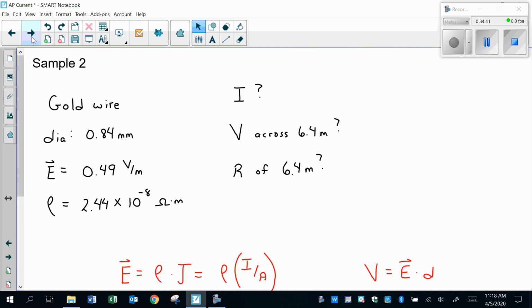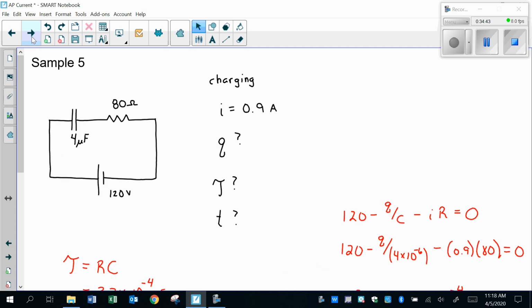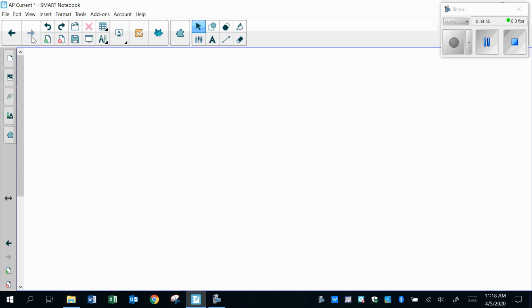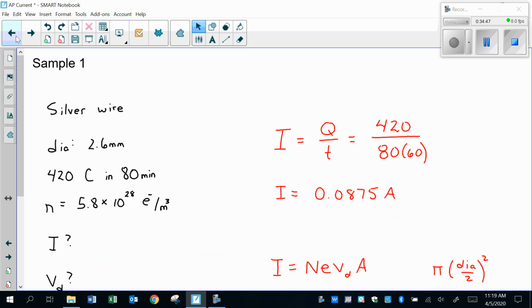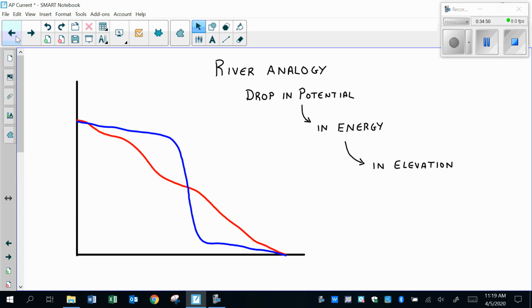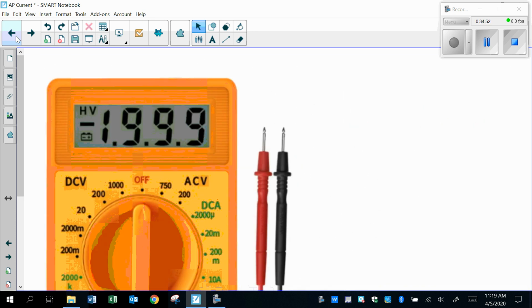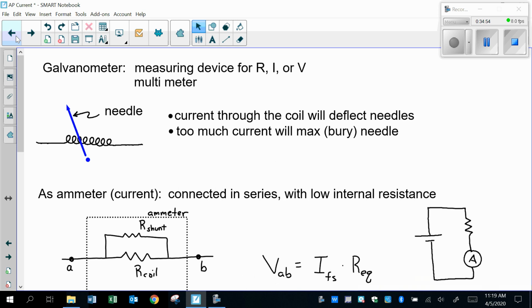And then sample 1, sample 2, sample 3, sample 4, sample 5, sample 6. So a bunch of samples for you to kind of look through with some solutions. So that was slide number 16, starting with galvanometers, working our way through to the end. So that's it.